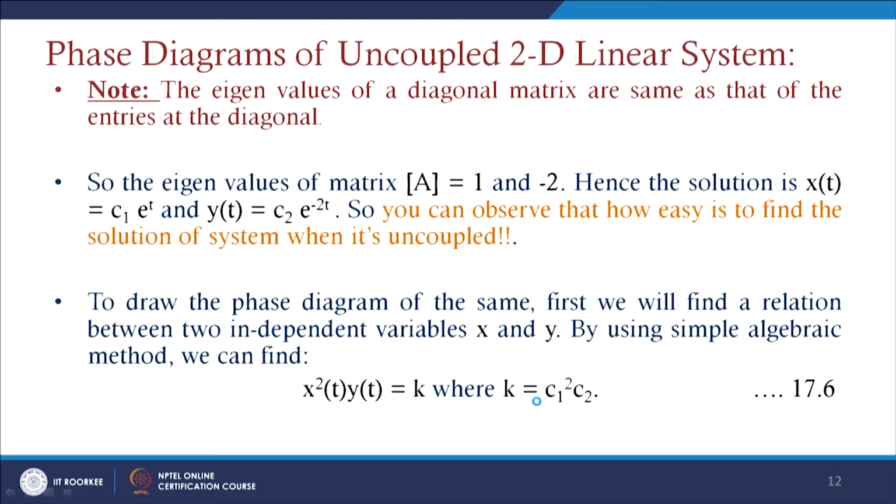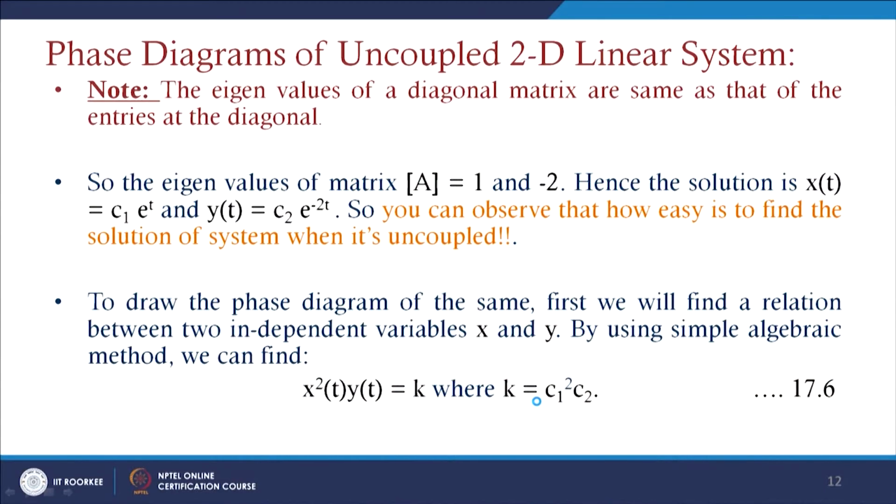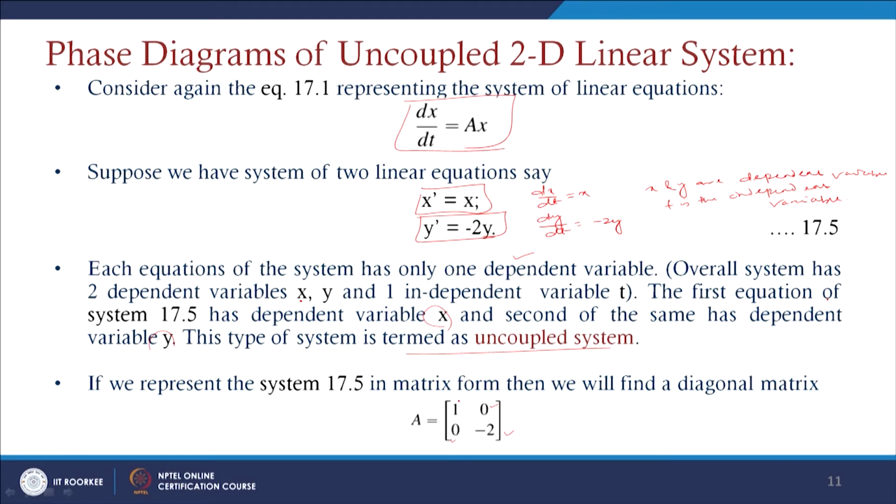The eigenvalues of this diagonal matrix are the same as its diagonal entries, since we already know that if it is an upper triangular matrix, or if only diagonal entries are present, then the diagonal elements are nothing but the eigenvalues. So the eigenvalues of this matrix A are 1 and minus 2, which are the diagonal entries.